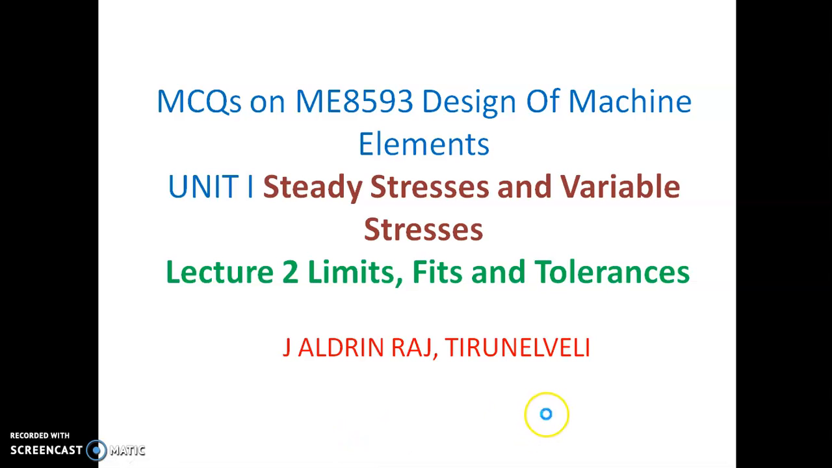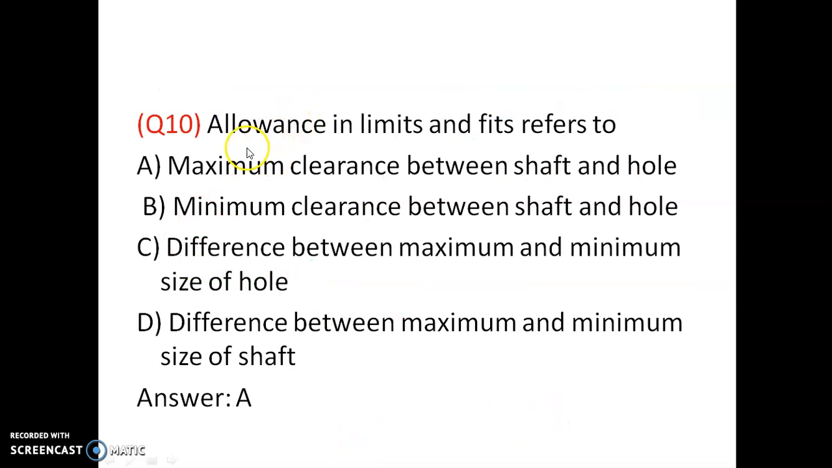Limits, fits and tolerances. Question number 10. Allowance in limits and fits refers to option A, maximum clearance between shaft and hole. B, minimum clearance between shaft and hole. C, difference between maximum and minimum size of hole. Option D, difference between maximum and minimum size of shaft. Actually, allowance or tolerance refers to the maximum clearance between shaft and hole.